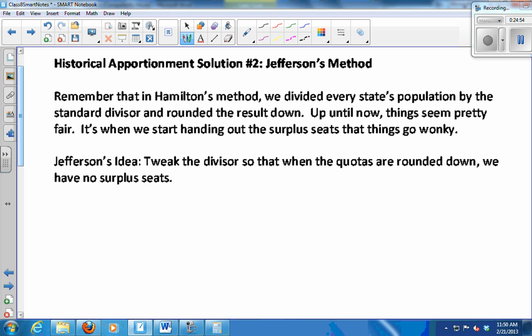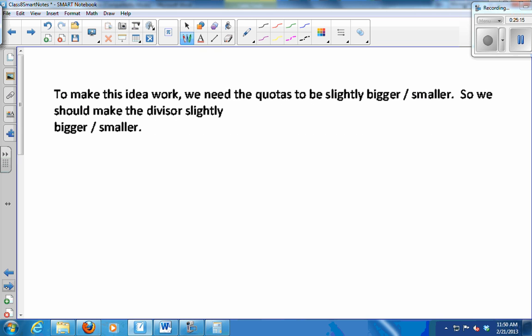So Jefferson's idea is to tweak the divisor. He says, what's so special about the standard divisor? Let's change that number a little bit so that when the quotas are all rounded down, we'll have no surplus seats. There'll be nothing left over to give out. So he's going to mess with the standard divisor.